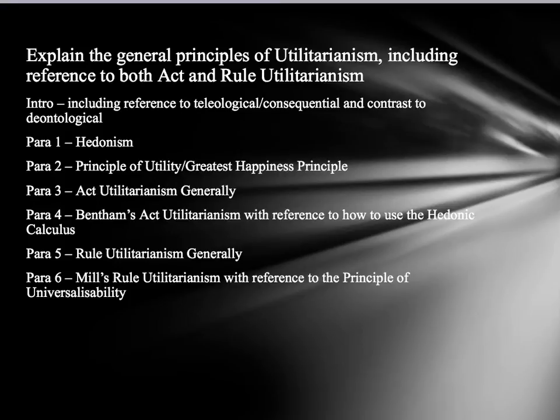So the first three paragraphs, including the introduction, are that bit of the essay on general principles. Then from paragraph 3, that's when you would talk about act utilitarianism generally, so talking about how in each situation you need to work out what's going to create the most happiness. Paragraph 4, you talk about how Bentham is an act utilitarian and how to use the hedonic calculus to work out what creates the most happiness. Paragraph 5, talk about rule utilitarianism, and paragraph 6, talk about rule utilitarianism in relation to Mill and the principle of universalizability. So if you reference that back to that table from the previous slide, all of those things are included in that essay, and that's key.